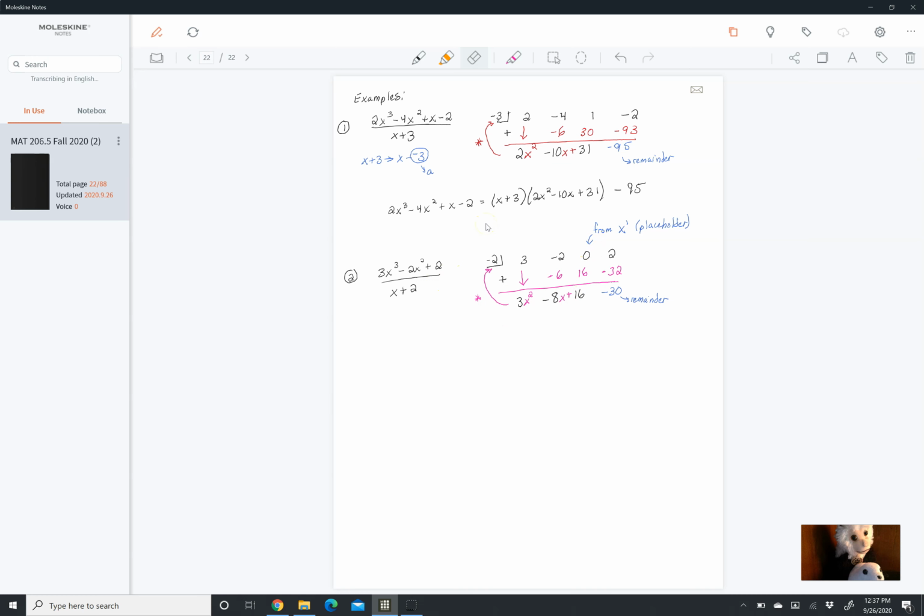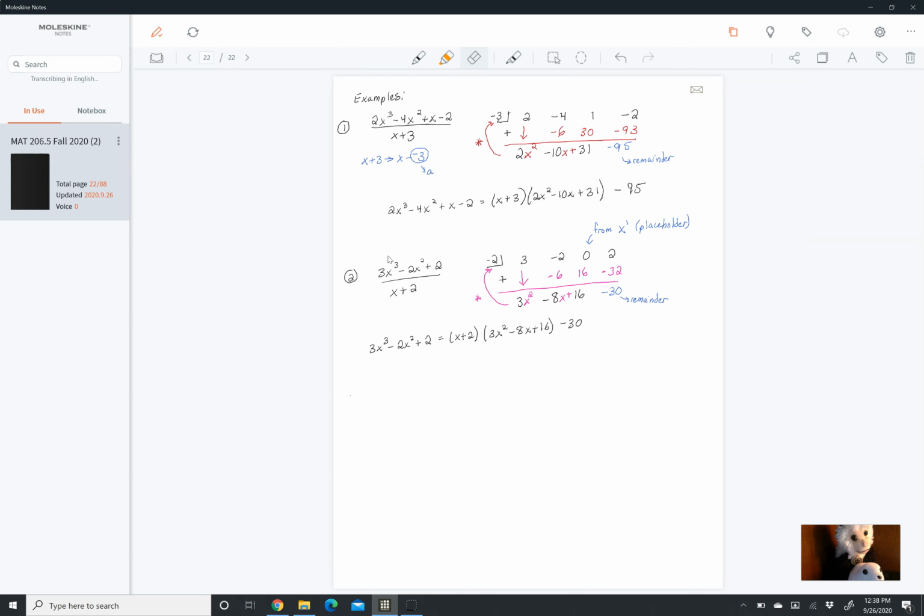Okay, so that means, again, always write out your answer. Don't leave it like this. This is not enough. 3x cubed minus 2x squared plus 2. Notice when we write our answer, we don't have to write it in standard form. We can just write it as we see it. Is equal to x plus 2 times 3x squared minus 8x plus 16. That's our quotient. And then plus our remainder.